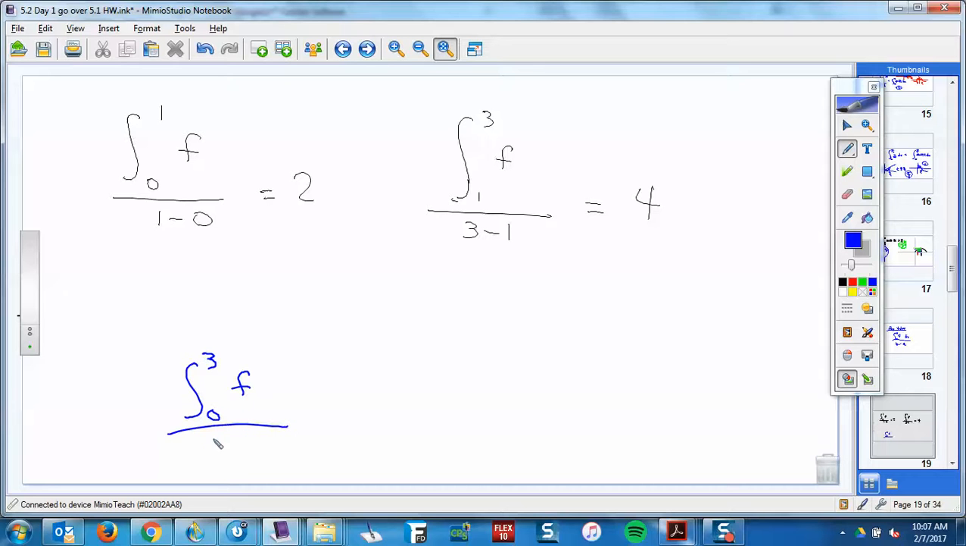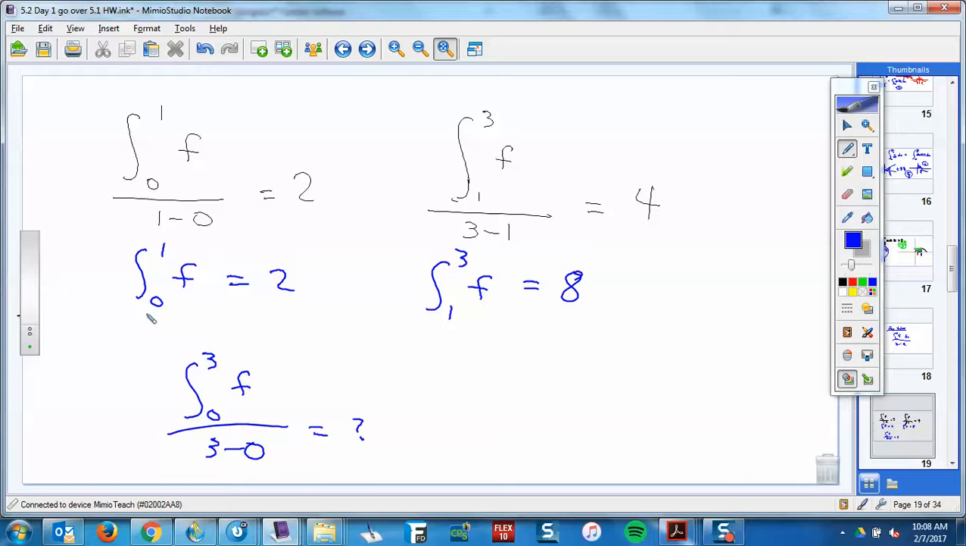As soon as I read all that, I'm writing this stuff down right here. That's the average value between 0 and 1. This is the average value between 1 and 3. This is what they want me to find. Well, this is easy. I got 1 here, multiply that over there. So I got the area from 0 to 1 is 2. Here, 3 minus 1 is 2. Multiply that over. The area from 0 to 1 is 2. The area from 1 to 3 is 8.